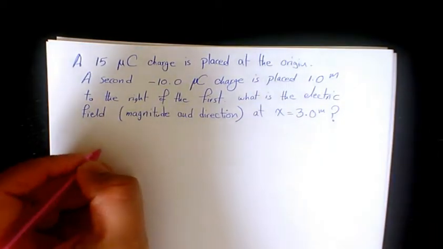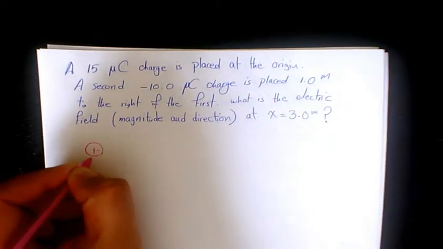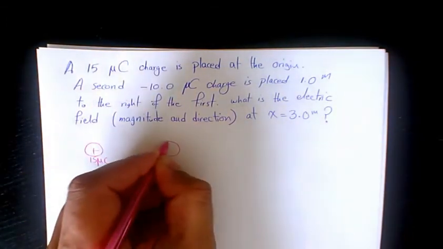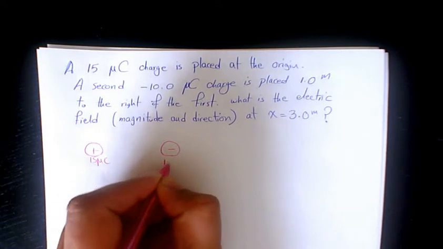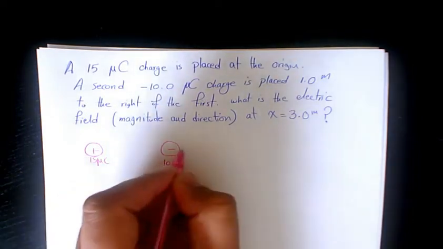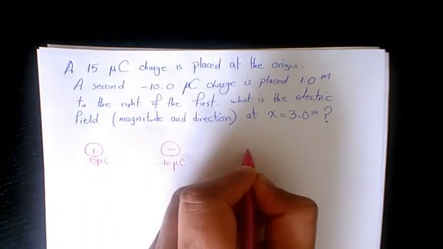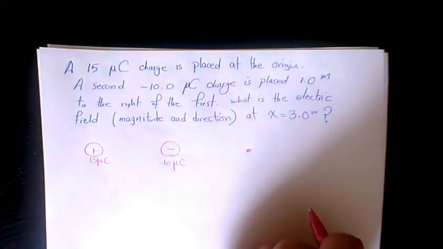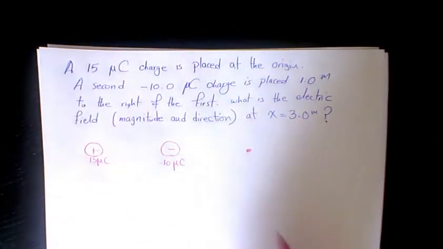So this is the first one, which is positive 15 microcoulomb. And here we have negative 10 microcoulomb. And we need to find out the magnitude and direction of the field at this point.